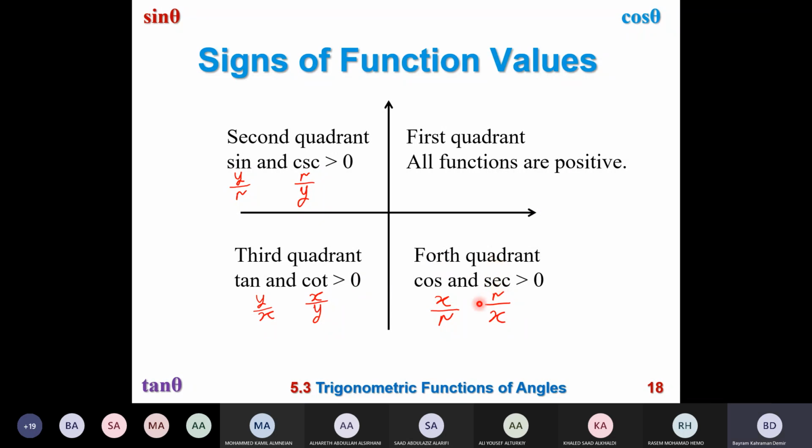In the fourth quadrant, we just need to remember again, the x coordinate is positive. So that means cosine should be positive. And similarly, secant is just 1 over cosine, so it is also positive. Okay, maybe that makes it easy for you to memorize which function is positive or negative in each quadrant.